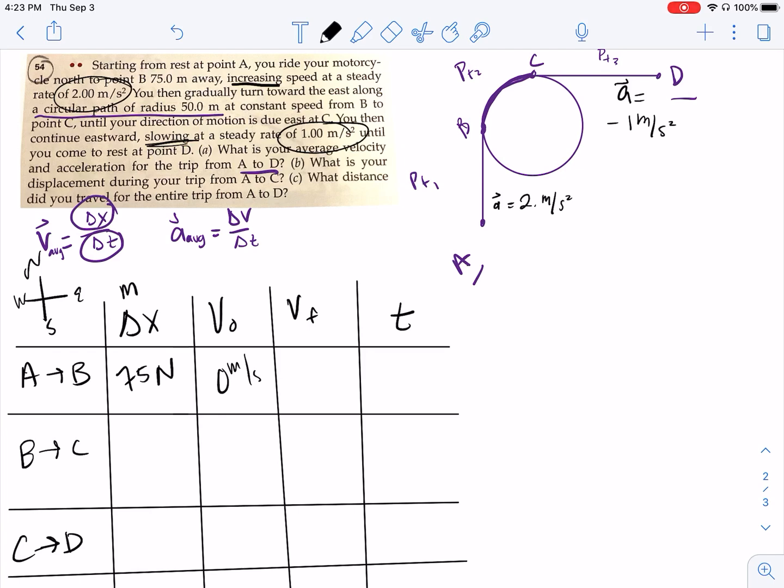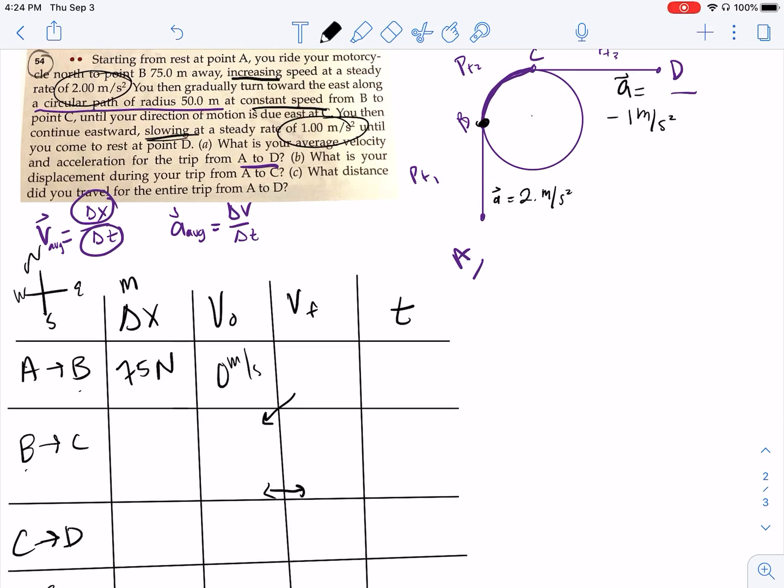So it says then you gradually turn towards the east along a circular path of radius 50 at a constant speed. So I know that whatever speed I started with, I'm going to end with. So these are going to be kind of the same. It's also because I'm sharing this point B, whatever I get here is going to be that initial velocity. So we can see how these pieces tie together. Always want to see how your pieces tie together. And so your direction is due east. So it does tell me a little bit about direction. It tells me that this is 50 and this is 50 because it's the radius.